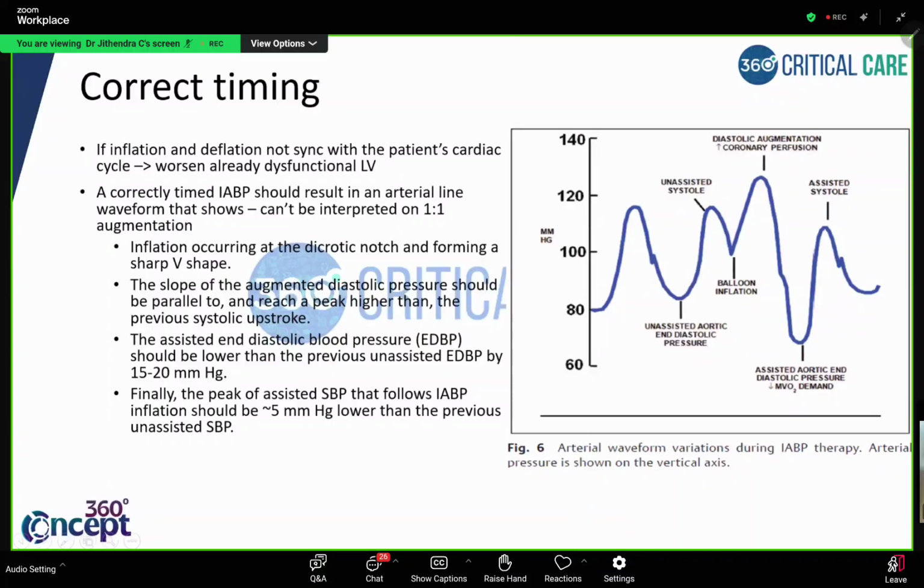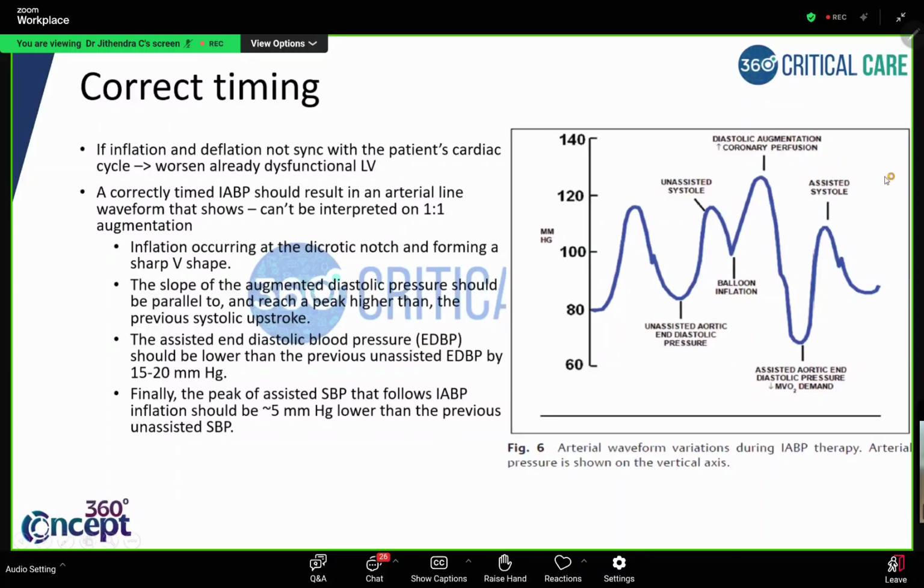The answer here is because of your balloon getting deflated, the end diastolic pressure comes down below the unassisted. Okay, so you see there is diastolic augmentation which goes above the unassisted systole, and the end diastolic pressure goes below the unassisted end diastolic pressure. These are the two common things you should always remember. And what is the purpose of this? Diastolic augmentation increases the coronary perfusion, and your diastolic pressure going down when the balloon deflates will reduce the afterload or reduce the oxygen demand by the heart.